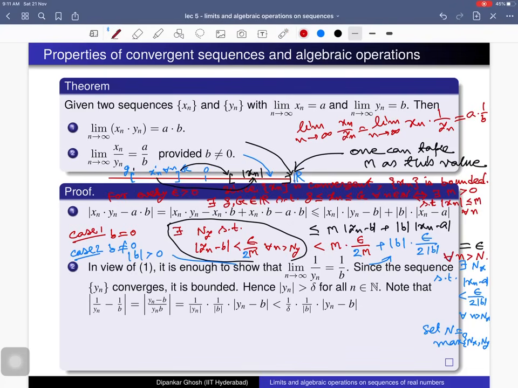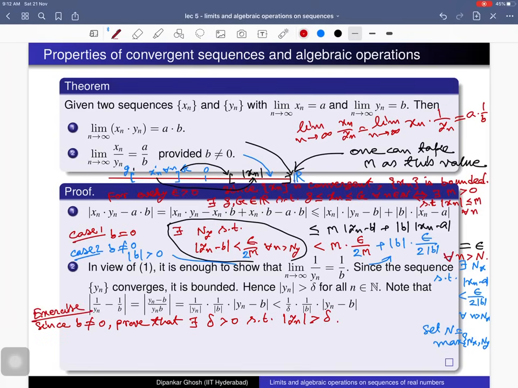This thing I should give as an exercise: since b is non-zero, prove that there exists a positive real number delta greater than 0 such that the absolute value of yn, because b is the limit of yn. So if this limit is non-zero, one can prove that there exists a positive real number delta such that mod yn is greater than delta.